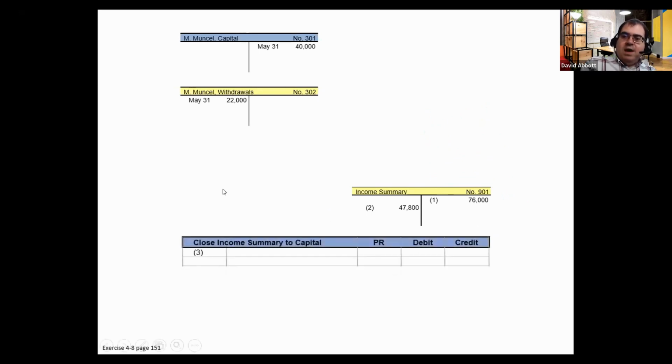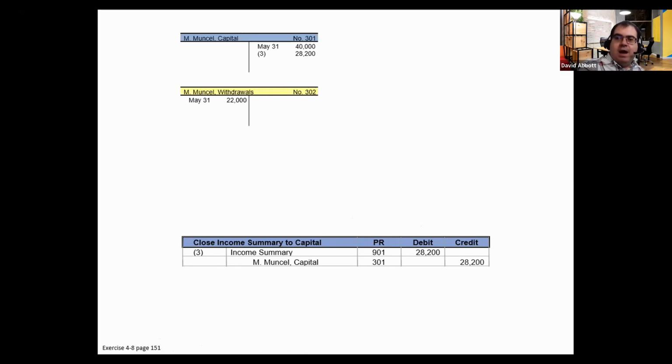So then we're going to close out the income summary to capital. So we have income summary. What's left in there is $28,200. And then M. Munsell Capital is a credit for $28,200, because we have to carry the net income from the income summary into her capital. So that makes the income summary now zero. We've now taken out the trash. We're done with that account for now.